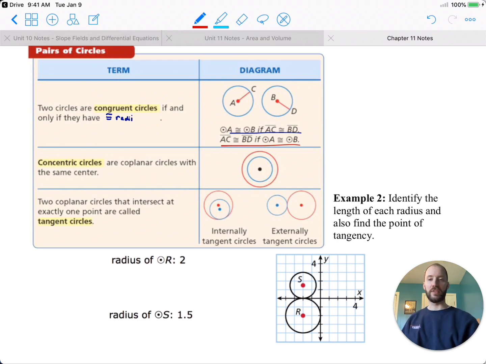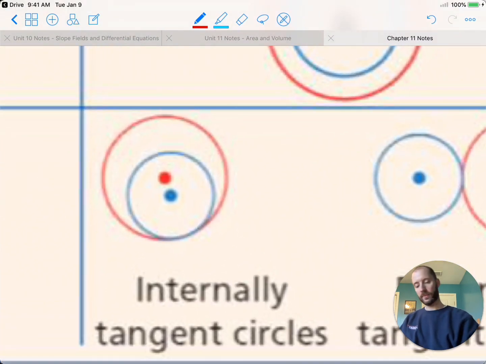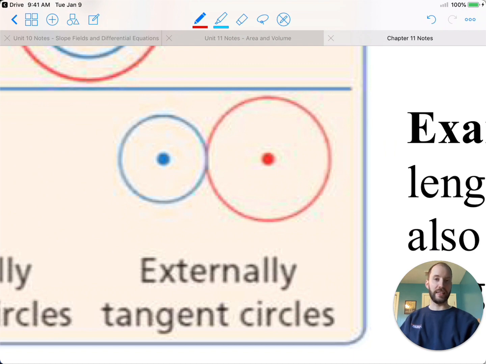Concentric circles have the same center and they're coplanar. Two coplanar circles that only intersect in one point are called tangent circles. So they could be internally tangent or externally tangent.